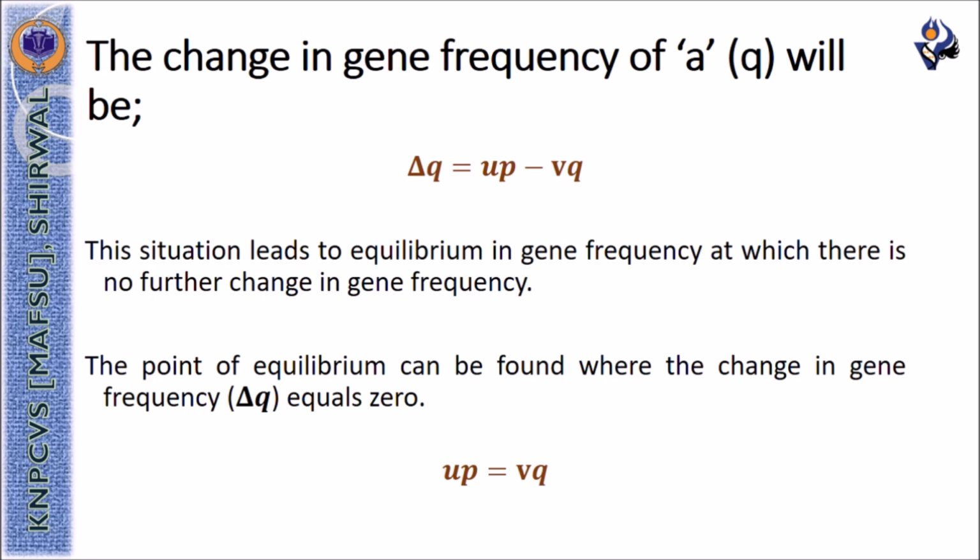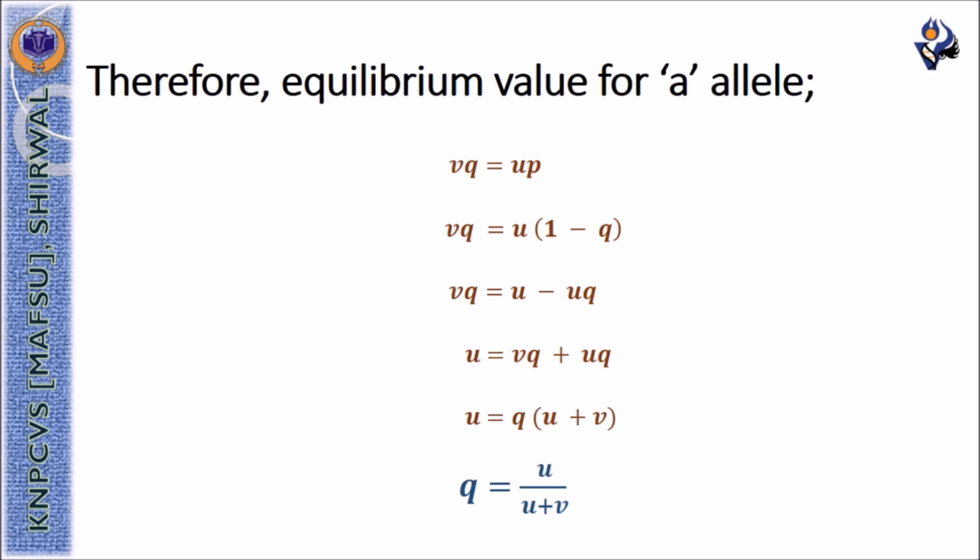Now the change in gene frequency of recessive allele small a, that is Q, will be calculated with the formula delta Q is equal to U multiplied by P minus V multiplied by Q. Now this situation leads to equilibrium in gene frequency at which there is no further change in gene frequency. The point of equilibrium can be found where the change in gene frequency, that is delta Q, equals 0. In that case, UP will be equal to VQ. Therefore, equilibrium value for recessive a allele can be obtained by equation VQ is equal to UP.